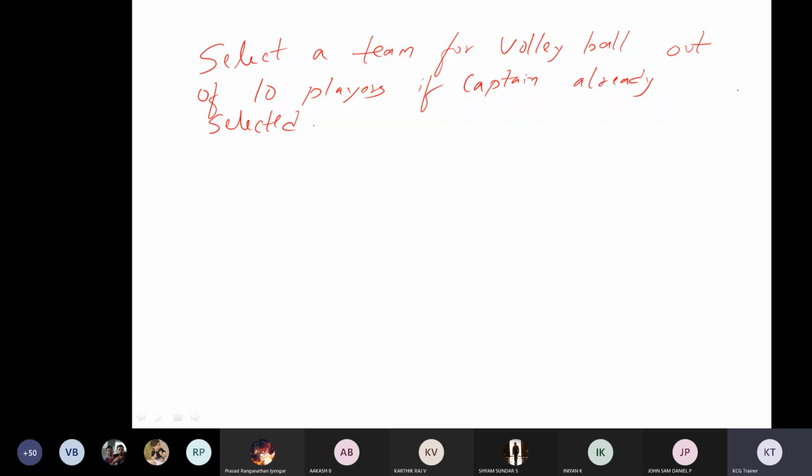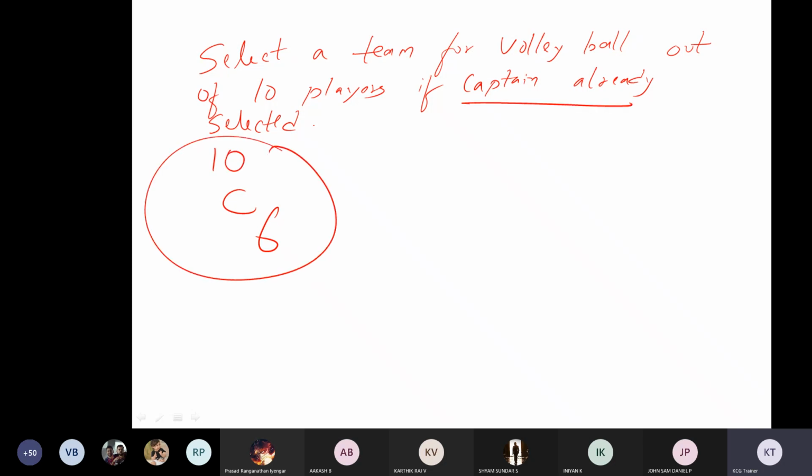6. Very good, Shyam. So that means out of the total 10 people, I have to select 6, and that can be done by selecting 6 people out of 10. But actually there is a condition that the captain is already selected. That means out of the 10 people, one person is already selected by default. So out of the remaining 9, I have to select 5. So these are tricky questions. You might get confused that it will be 10C6, but actually it will be 9C5.